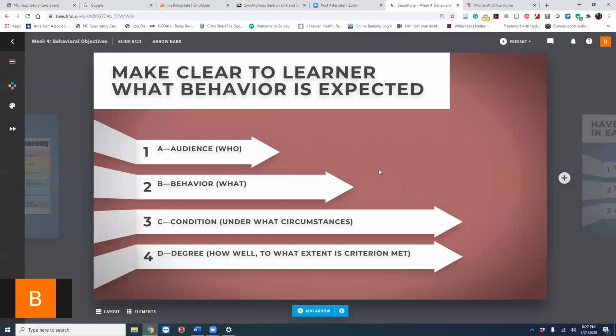Another rule is to use the ABCD method, which is basically to ask who your audience is. What behavior do you want to evoke? Under what circumstances and conditions do you want that to happen? And how well, or to what extent or degree do you want them to achieve that? In other words, what is your target? Do you want them to be able to set up a ventilator, or just to understand what a ventilator is? There's a big difference.